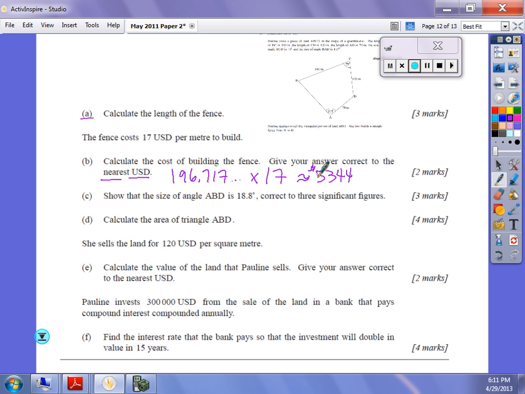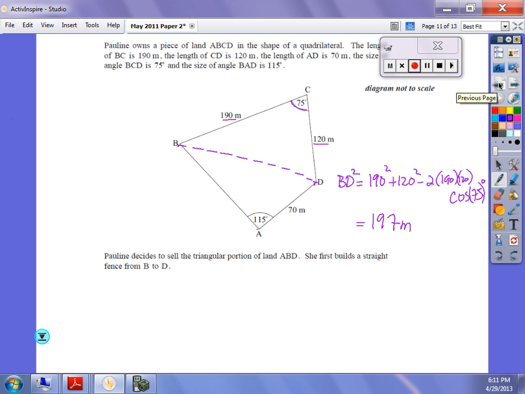All right, show that the size of angle ABD is 18.8 degrees correct to 3 sig fig. All right, where is angle ABD? So here's ABD. I'm going to be showing that angle is, what did they say, 18.8 degrees. And I now know that this length of side BD is 196.717. I'm going to work with those 3 decimals right there, and then I'm going to round at the end.